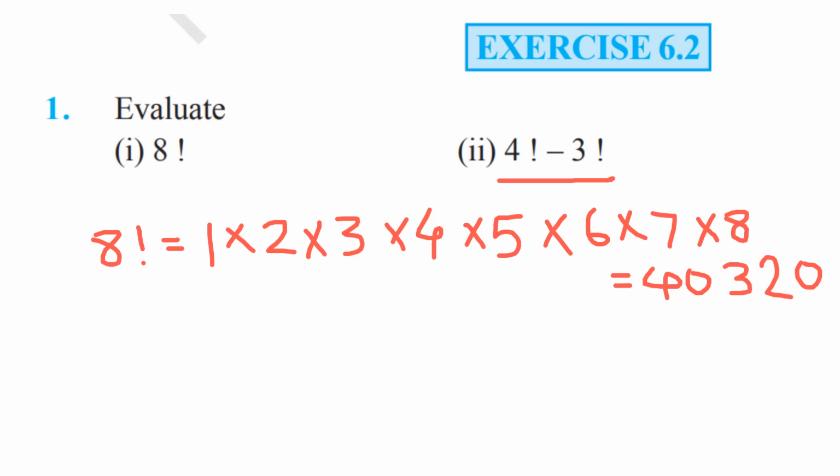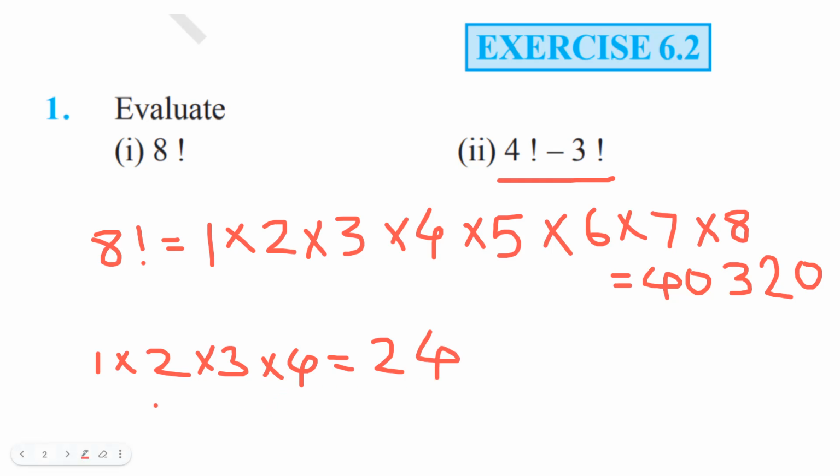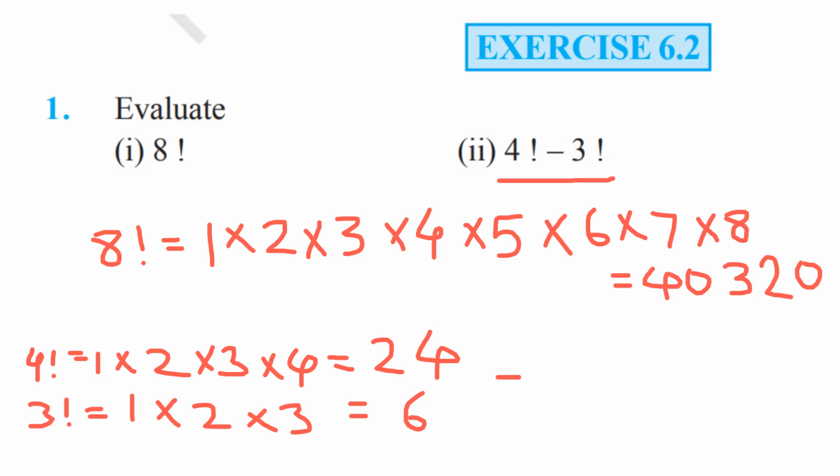What is 4 factorial minus 3 factorial? 4 factorial is 1 multiply 2 multiply 3 multiply 4, equal to 24. 3 factorial equal to 1 multiply 2 multiply 3 equal to 6, and 24 minus 6 equal to 18. This is the answer to this question.